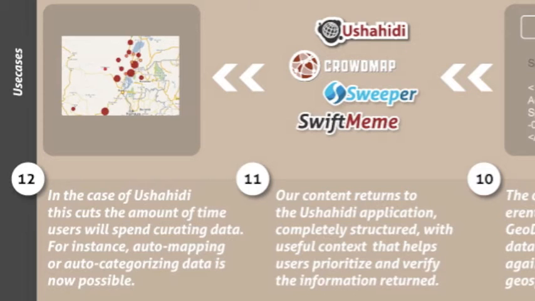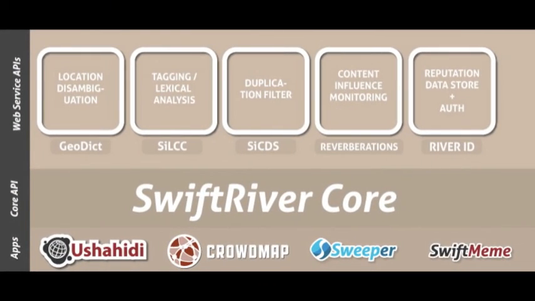For instance, currently in development for Ushahidi, we're working on ways to auto-geolocate incoming messages while also auto-categorizing them. This aims to help users save an invaluable amount of time when processing crowdsourced information. This concludes our podcast.